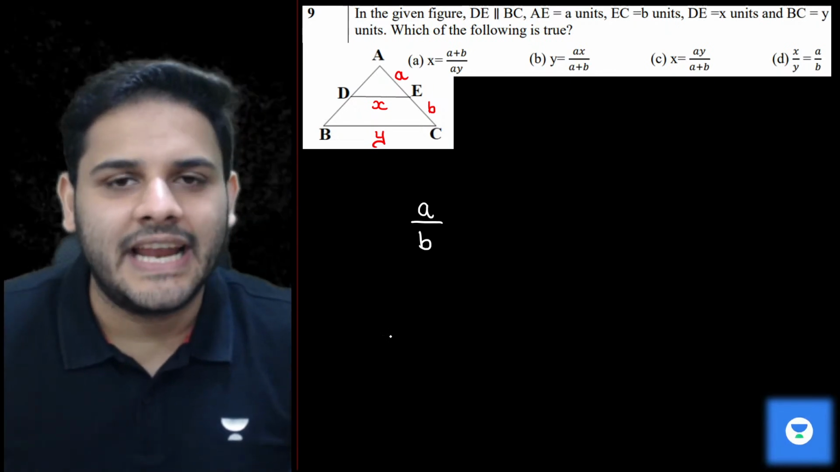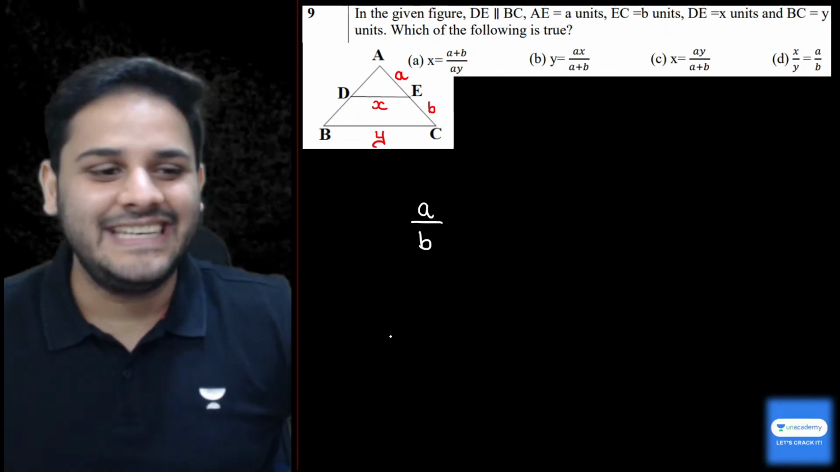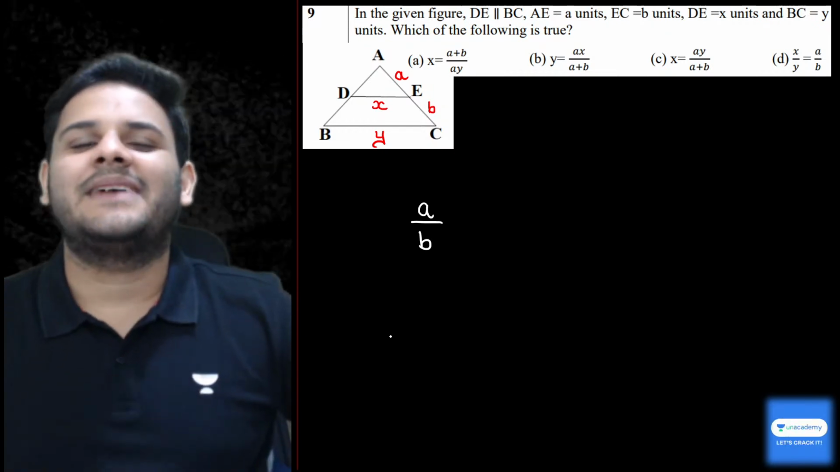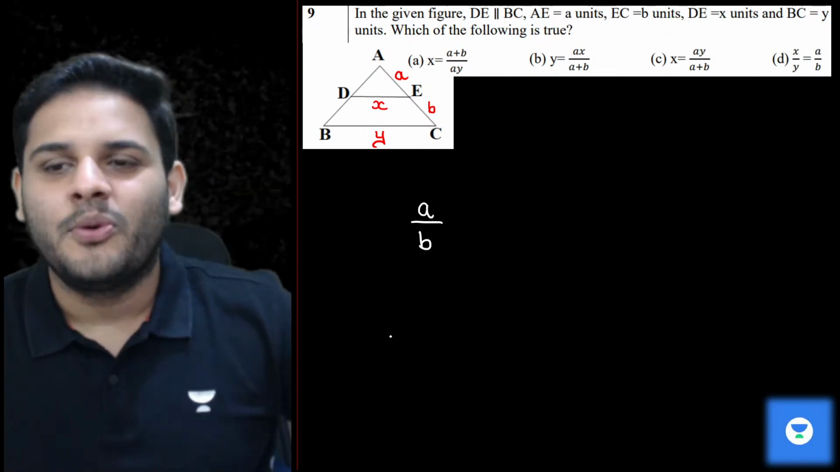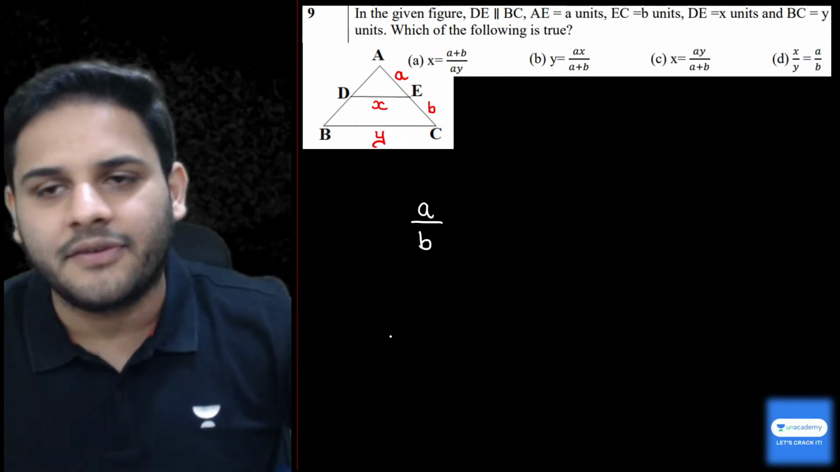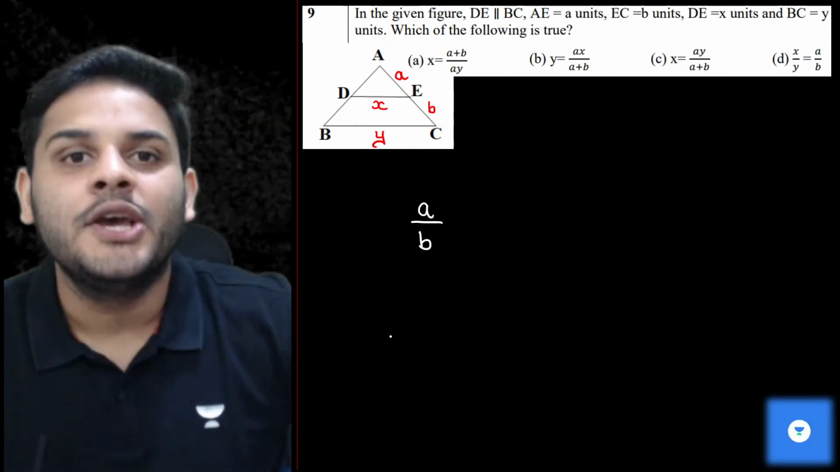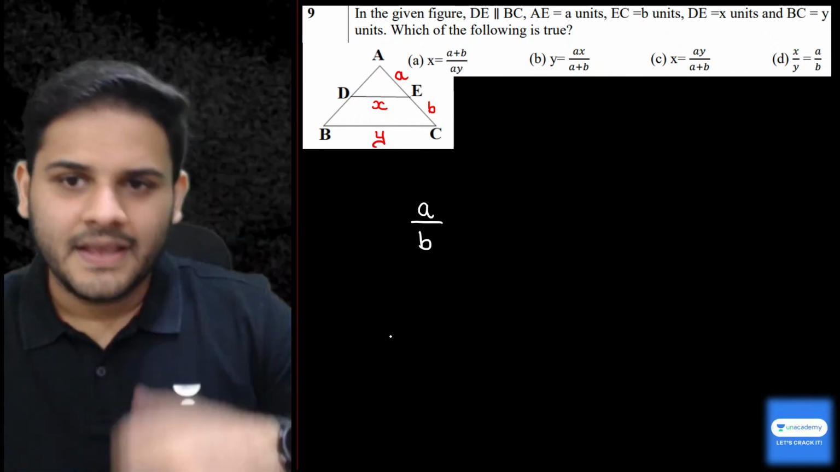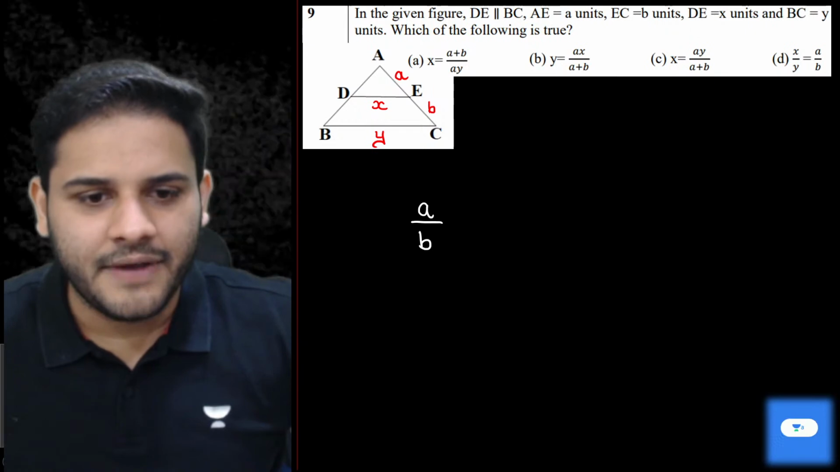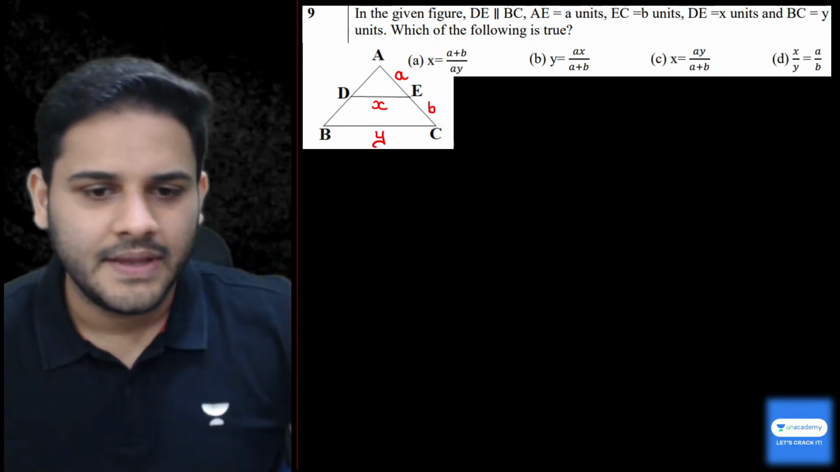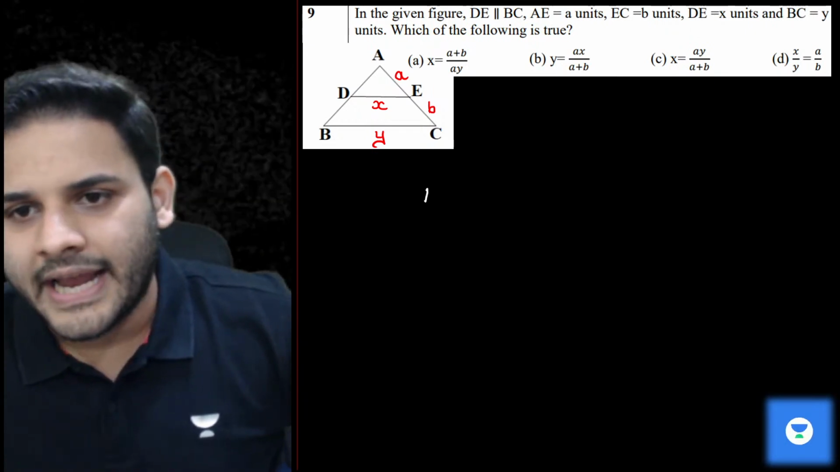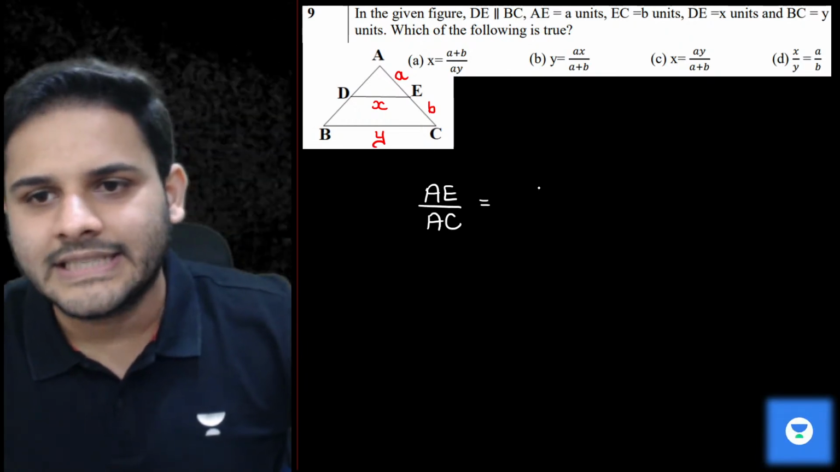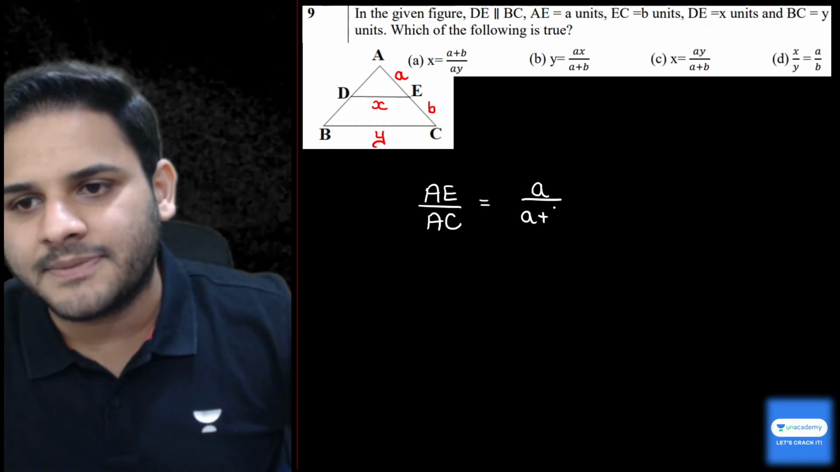Please tell me which is the correct option and how in the chats. I don't want the theorem, guys. I want the solution. Which of the following is true, they are asking. Out of the 4 options A, B, C, D, which of the options is true? A upon A plus B, very good. So can I write it as AE upon AC, which is nothing but A upon A plus B?